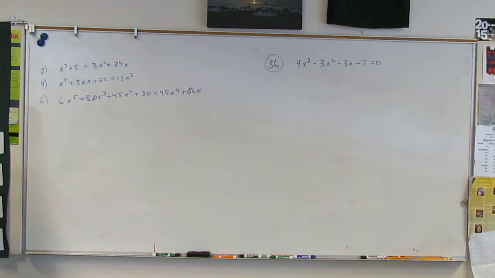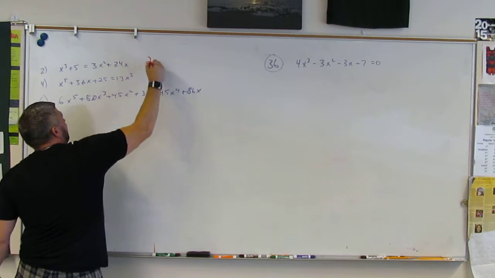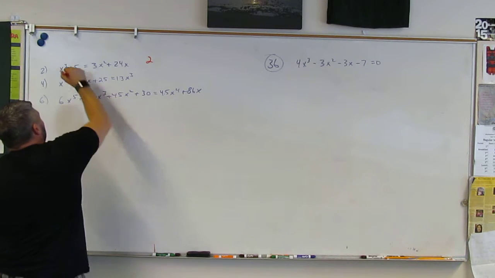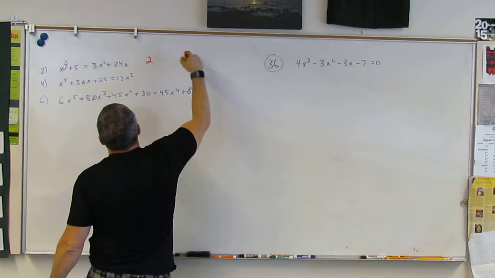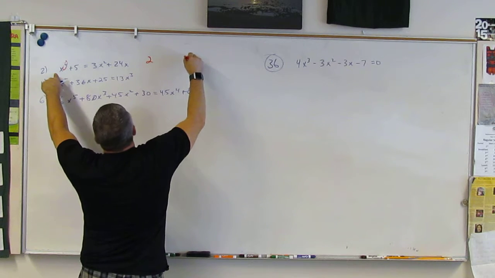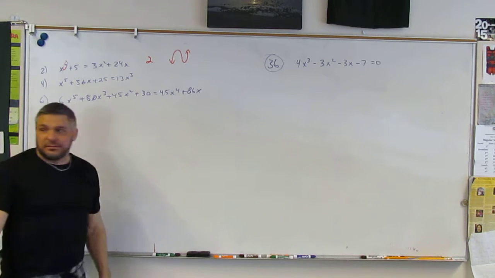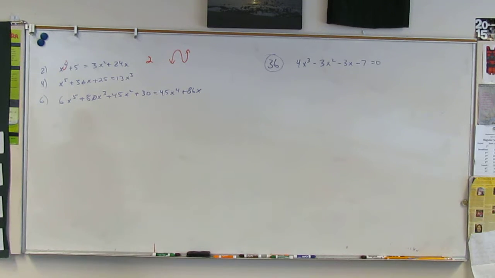How many? 3. No. 4. Wait, I'm trying to think. 2. Remember, always one less than the highest exponent. So what does it look like? It's smiling, right? Yes. And it has 2 humps. It could look like this. Okay, I want you to know how to do that.